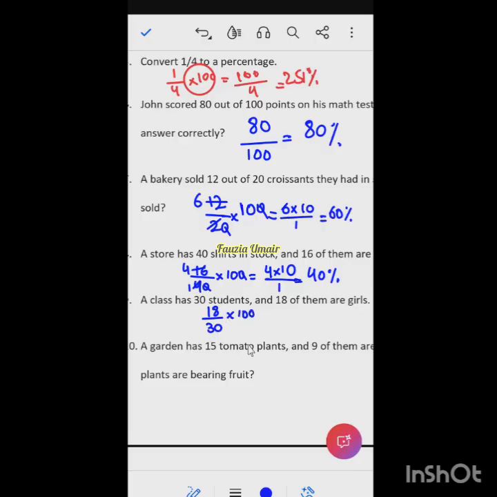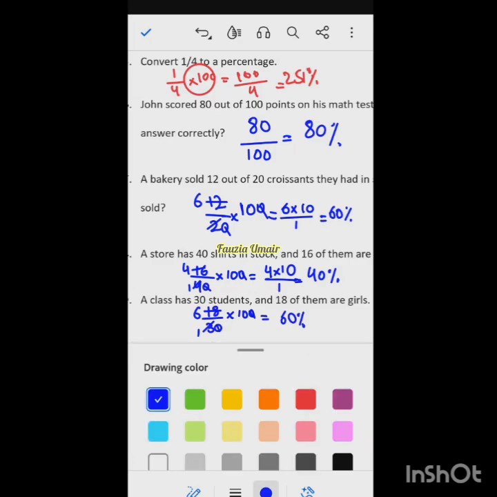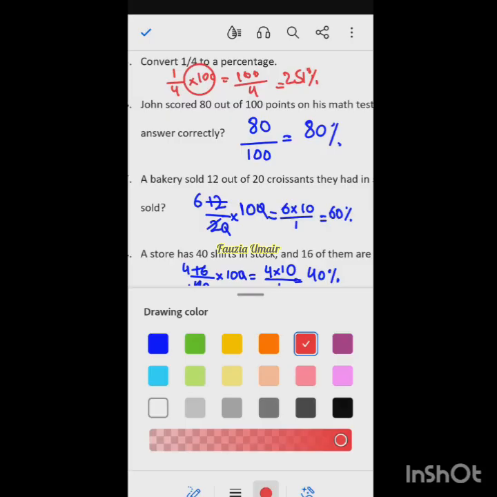Okay. So cancel this 1 0. Then 3 ones are 3 and 3 sixes are 18. And then 6 tens are 60. So 60%. Very good. That's right. So now the question number 10.